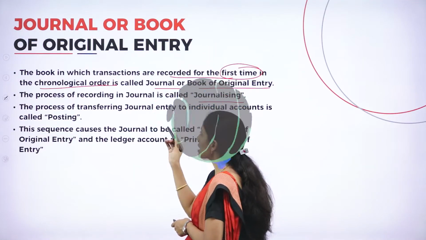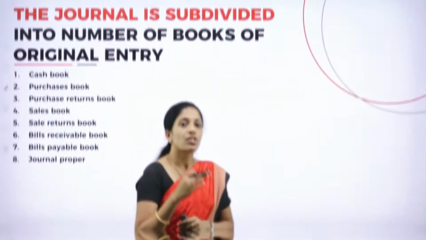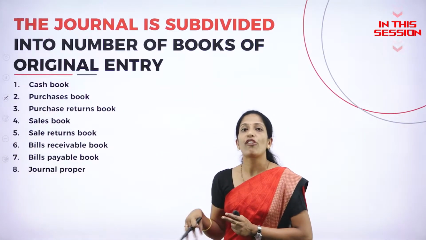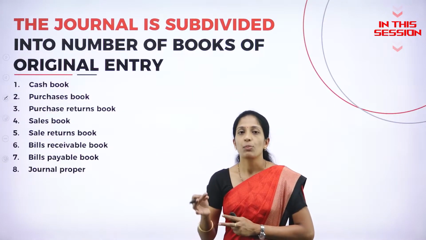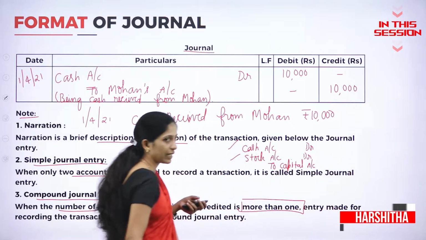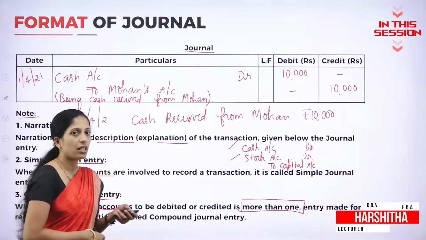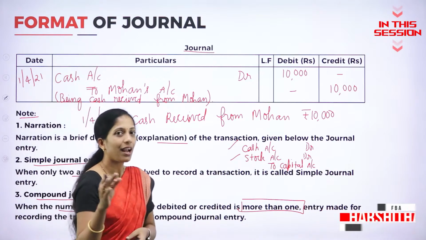The process of transferring journal entry to individual accounts is called posting. Journal is subdivided into a number of books of original entry, which are called what? Subsidiary books. Two debits and one credit account, so it is called a compound journal entry, whereas in a simple journal entry, there will be one debit and one credit.